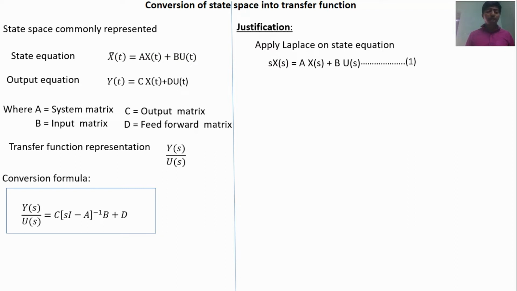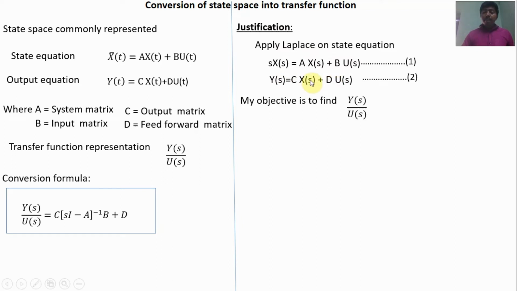Apply the Laplace transform for the output equation. You will get Y of s is equal to C into X of s plus D into U of s. My objective is to find Y of s by U of s. If we replace X of s in terms of U of s, we will easily get Y of s by U of s. So we have to find X of s in terms of U of s. So by using equation number 1, find the X of s value in terms of U of s. Substitute the X of s value in equation 2, and you will get Y of s by U of s.